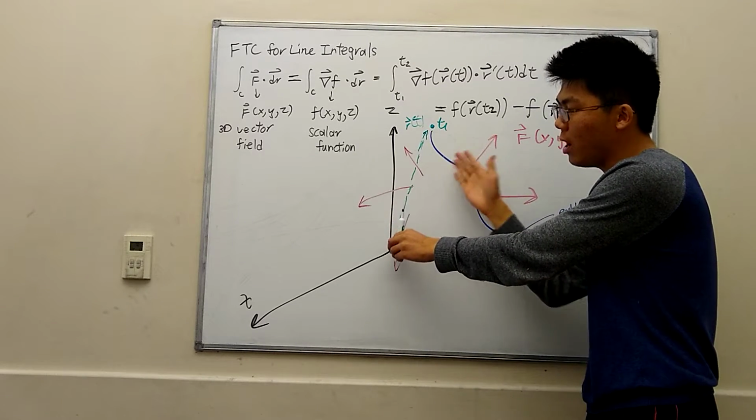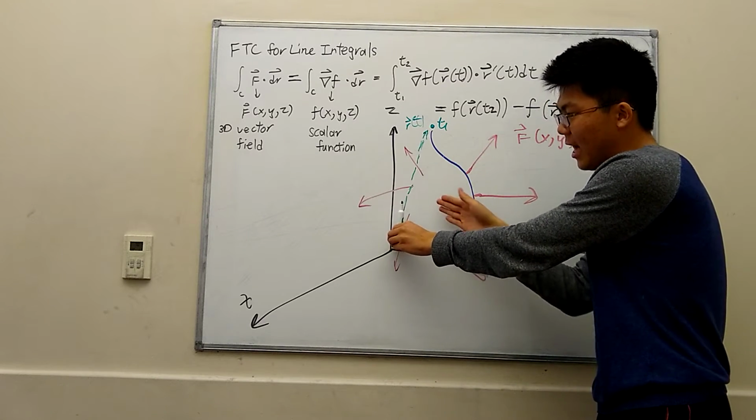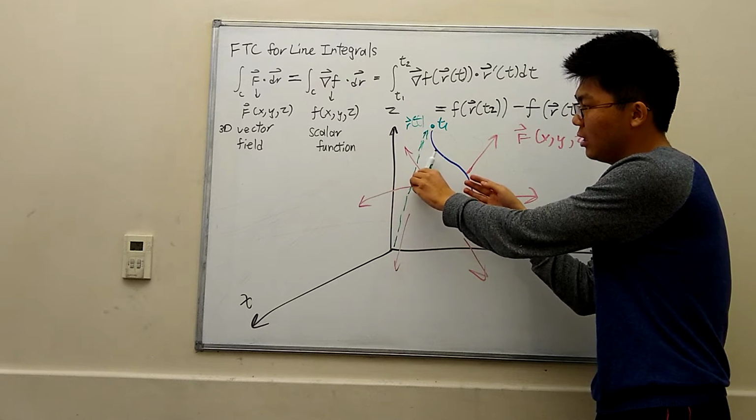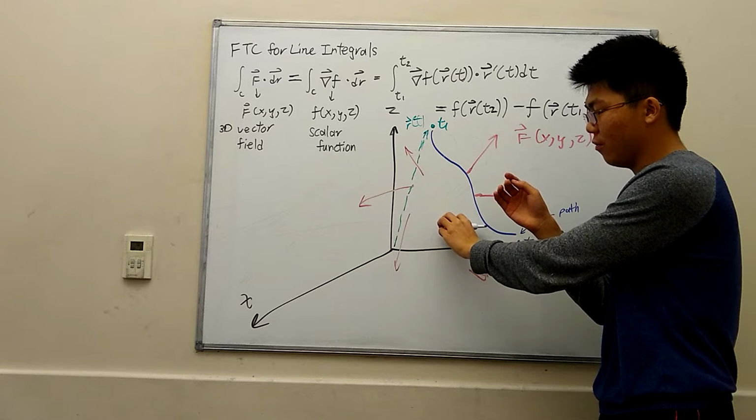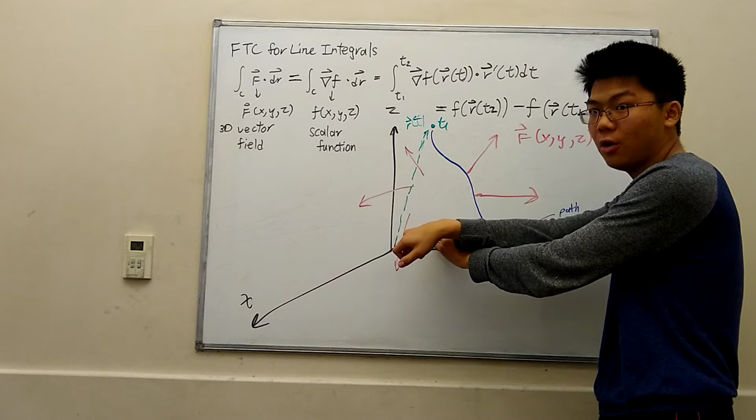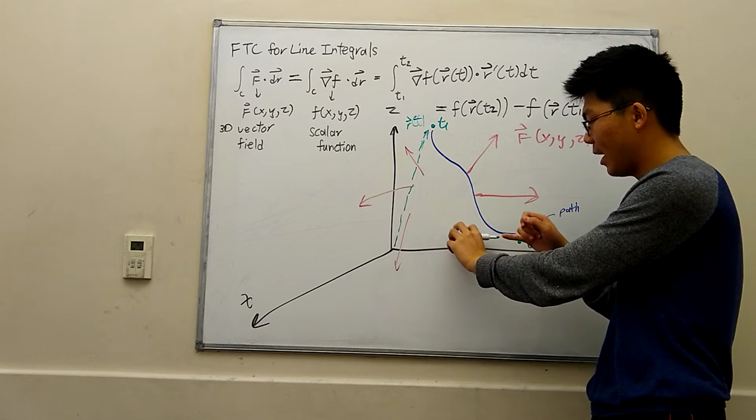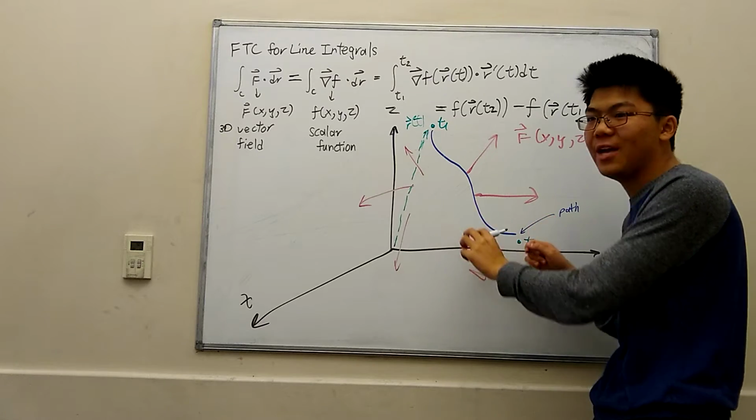So at time equals t1, it starts here. And as time goes on, it's going to point along this curve and move, all connected to the origin. And when we reach time t2, it's going to end right here.